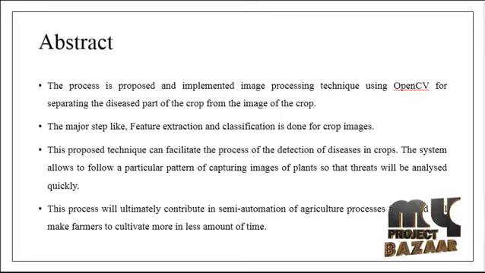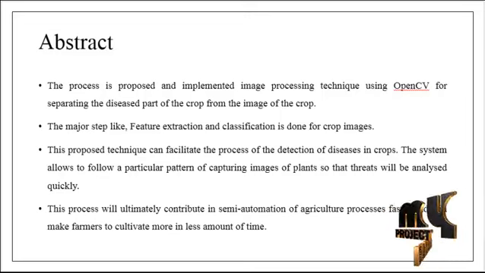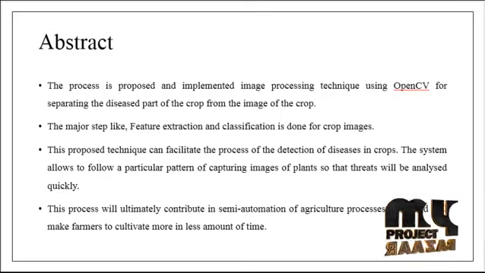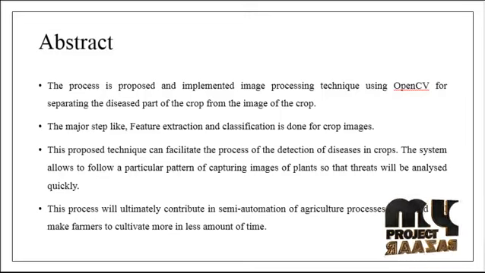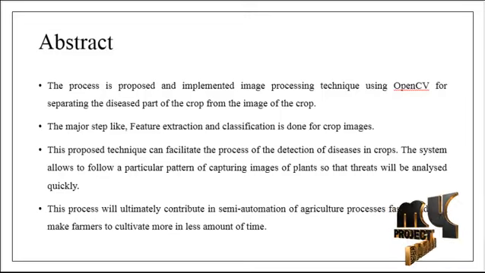The major steps, feature extraction and classification, are done for the crop images to classify whether the input image is affected by the disease or not. This proposed technique can facilitate the detection of diseases in the crop. The system follows a particular pattern of capturing images of plants so that they can be traced and analyzed quickly. This process will ultimately contribute to a semi-automated agricultural system, which is faster and will allow farmers to cultivate more in less time.